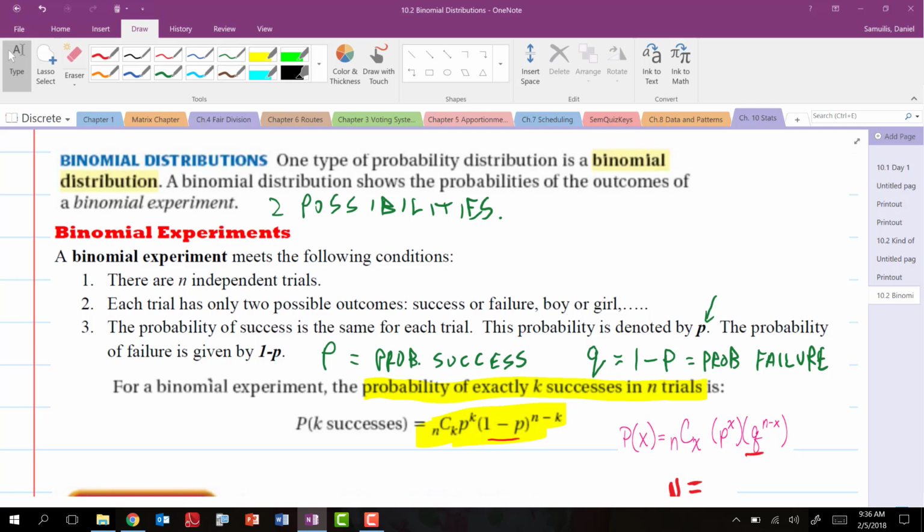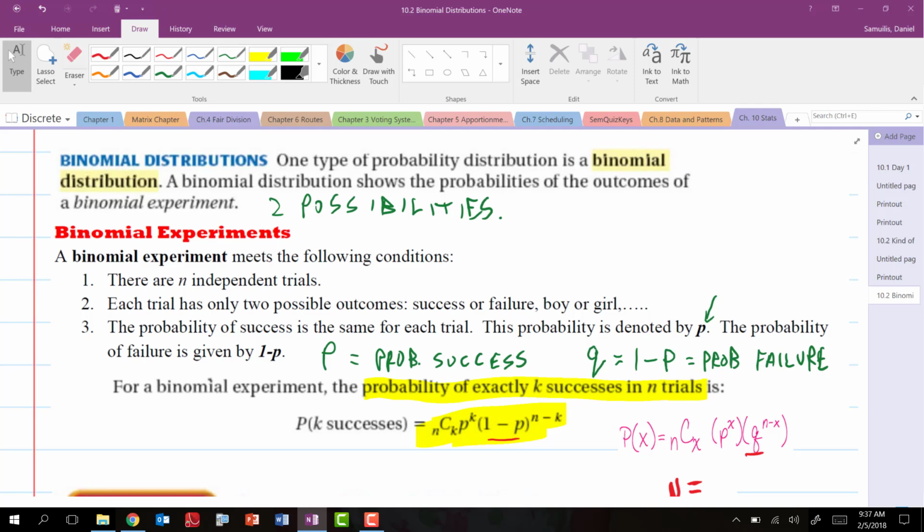Boy or girl, probability of that. Just something where there's one or the other. There is nothing more than 2 possible outcomes. 3, the probability of success is the same for each trial. Just like in that multiple choice question scenario, there are 4 choices for each question. So that's a nice little binomial experiment. Each question has the same odds, the same probability of getting it right or getting it wrong.